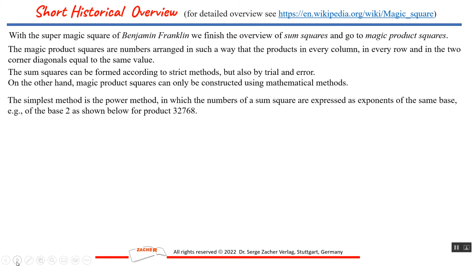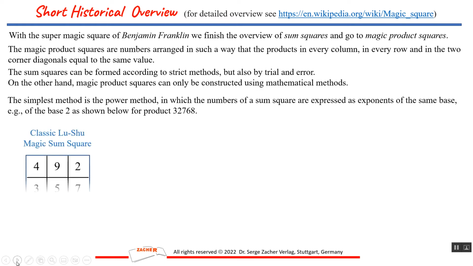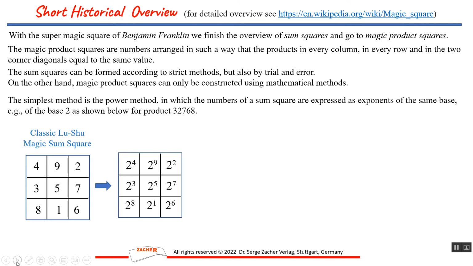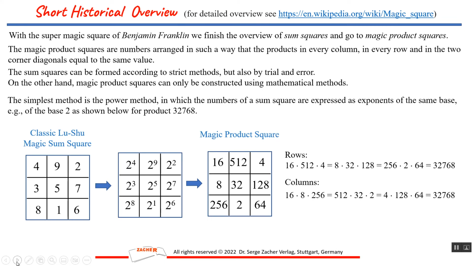The sum squares can be formed according to strict methods, but also by trial and error. On the other hand, magic product squares can only be constructed using mathematical methods. The simplest method is the power method, in which the numbers of a sum square are expressed as exponents of the same base, e.g., of the base 2 as shown below for product 32,768.